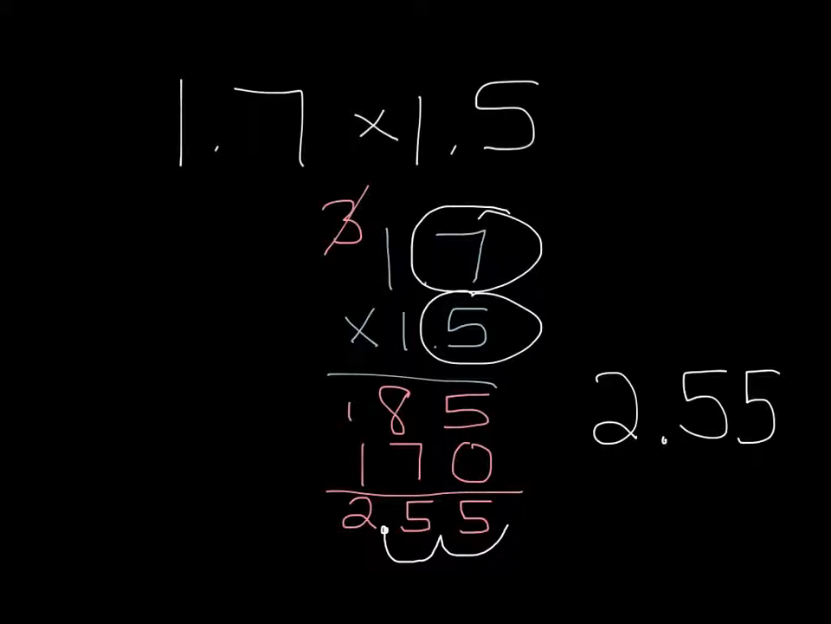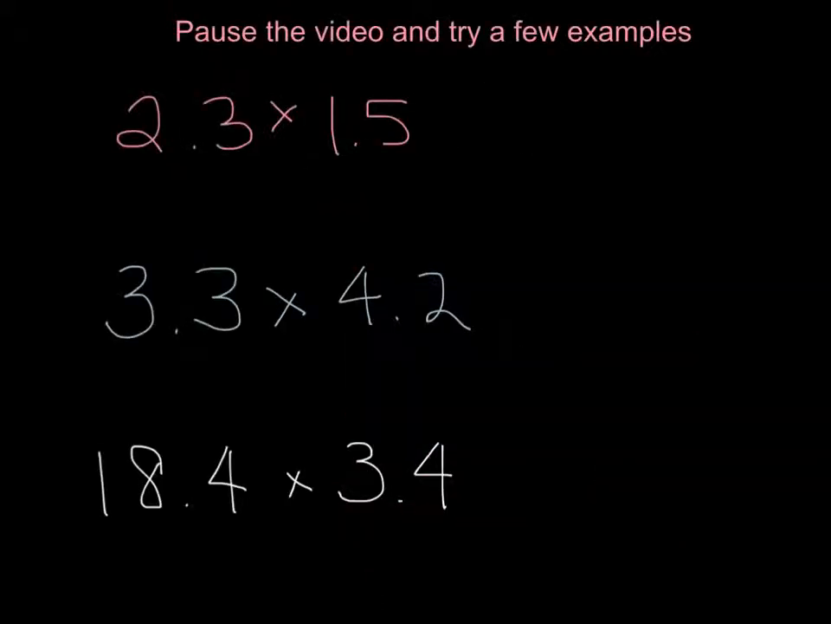Now, if we compare this to our estimated answer, which was approximately 4. Well, if you estimated this, you would get approximately 3. And so we would be able to say that 3 and 4 are probably close enough in numbers, and we would consider this to be an accurate answer. Pause the video to try a few examples on your own.